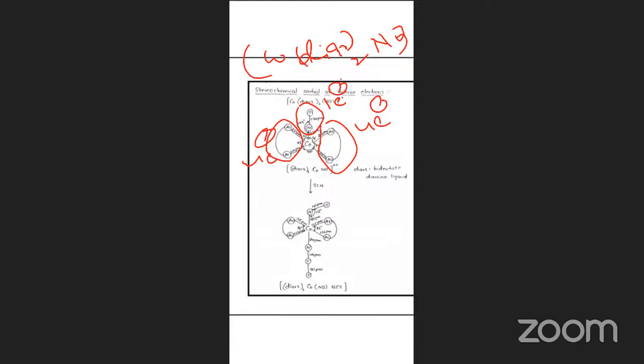So what about the electrons that are there? Linear NO is a 3 electron donor. How many electrons are there here? 4 plus 4, 8, plus 4 plus 4, 8, plus 3. 11 electrons are there in the ligands.